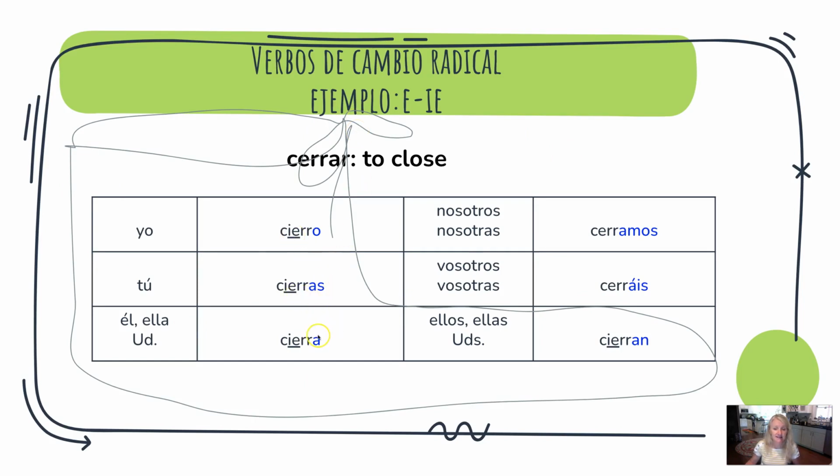Cierro, cierras, cierra, and cierran. Outside the boot or the shoe, there is no stem change. Are you wowed by my artistic abilities? Bien, isn't that the cutest little shoe in the world? It does not provide a lot of support, but it has a really cute bow, I think. Bien, so that's your first stem changing verb, cerrar. It's an E to IE stem changer.